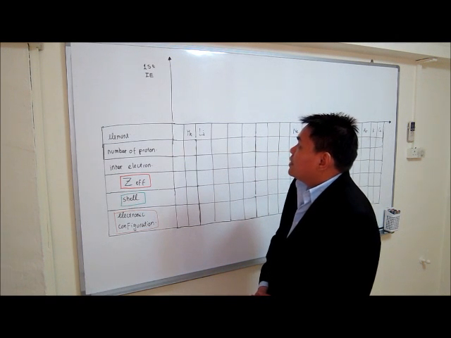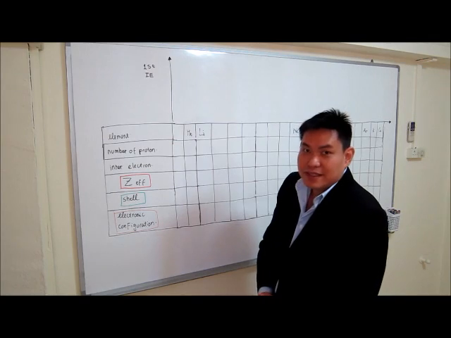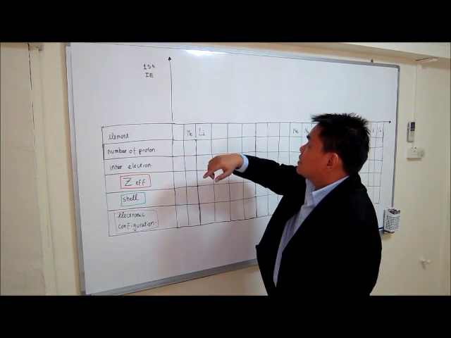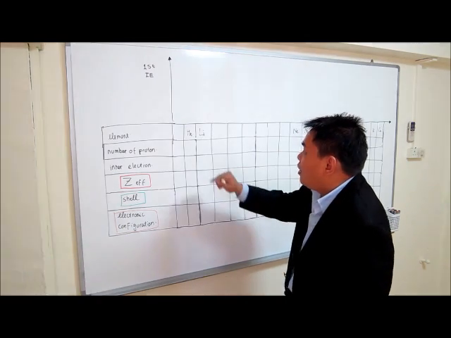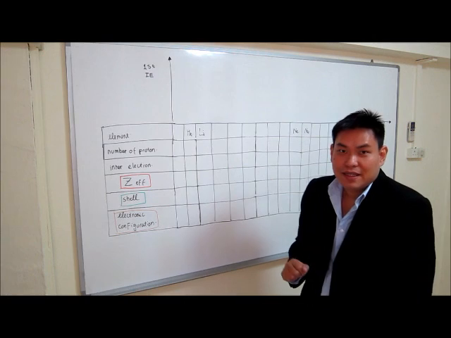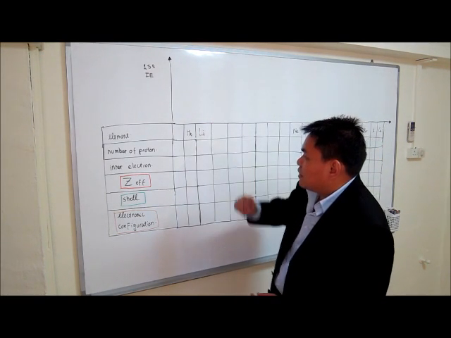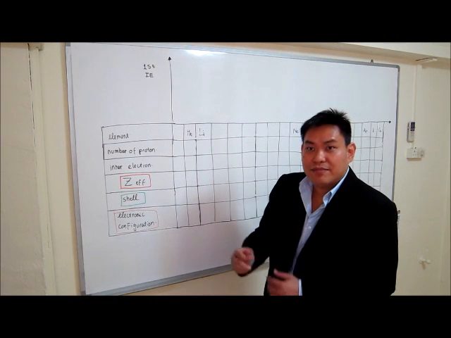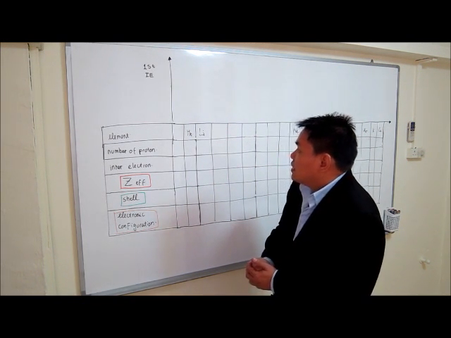I'm going to continue with the topic today, which is how to draw the trend of the first ionization energy of elements from hydrogen to calcium. The way we draw the graph today is similar to the previous two explanations.